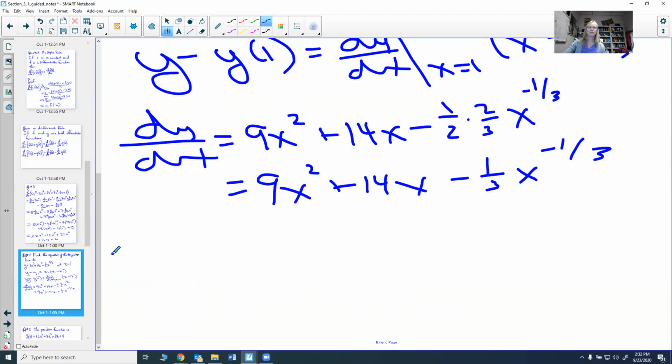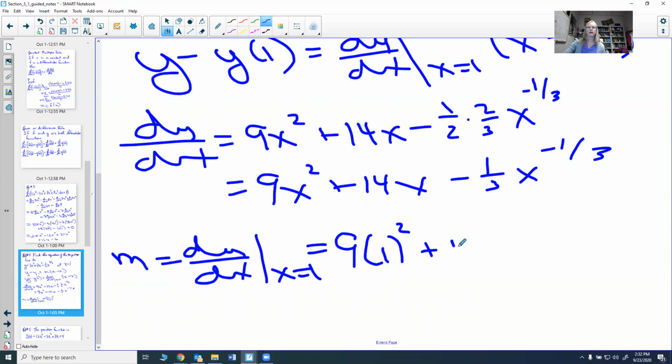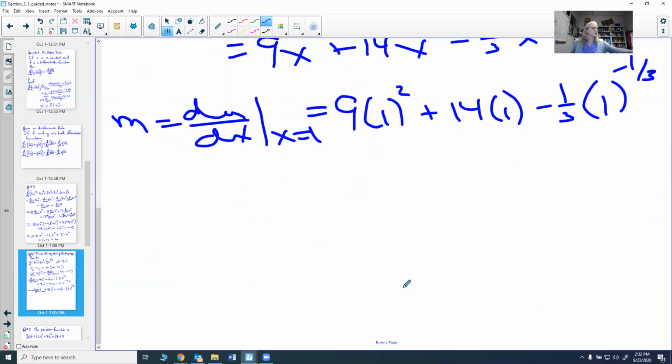However, that's not my slope. My slope is the derivative evaluated at my x value, so evaluated at x equals 1. So it'll be 9 times 1 squared plus 14 times 1 minus 1/3 times 1 to the negative 1/3. So I get to find out what all that is. I most likely will use a calculator because I don't like adding fractions if I don't have to. And we have calculators now that will do this for us. So 9 plus 14 minus 1/3, and that answer is 68/3.